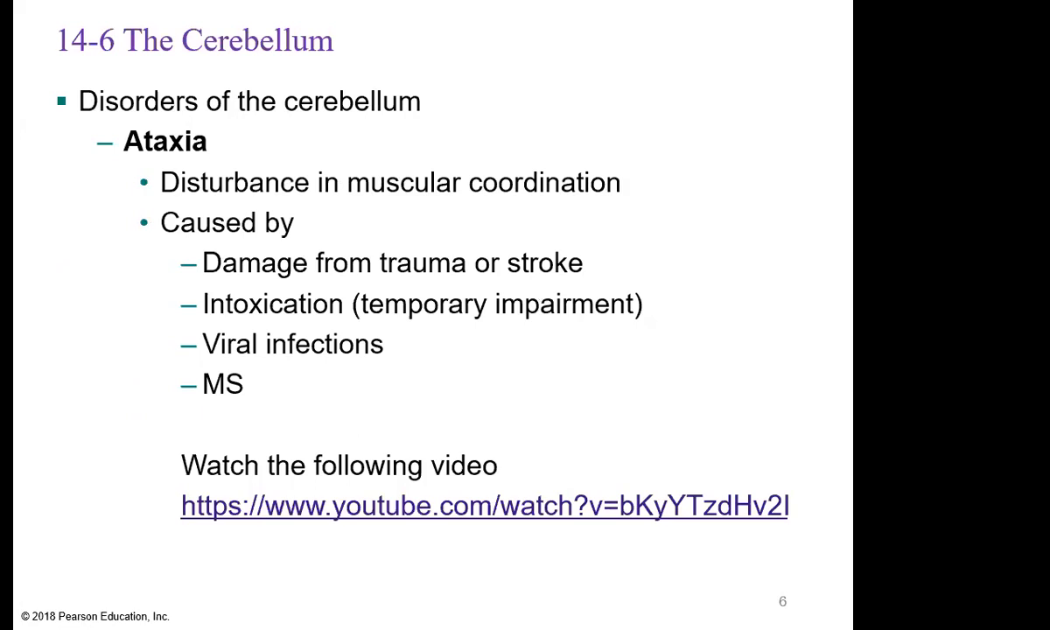If we have disorders of the cerebellum, we could call this ataxia, which is going to be a disturbance in muscular coordination. There are multiple different reasons why this could happen. Ataxia is sometimes even hereditary, which is unfortunate, but you can see here some other issues that could come up that could cause this disturbance in muscular coordination.